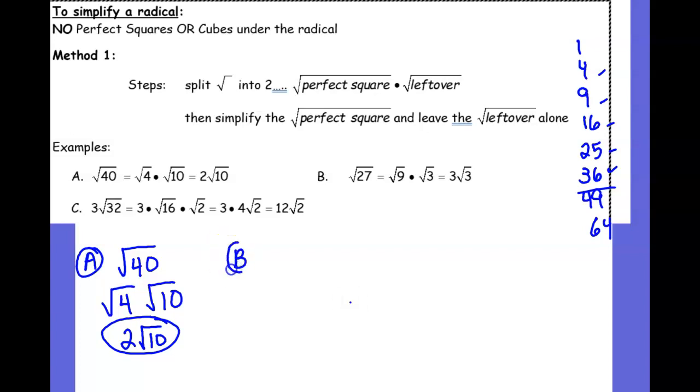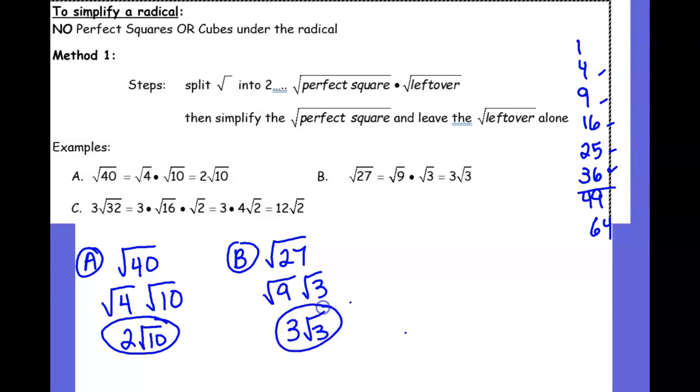If I take B, we're looking at radical 27. My largest perfect square factor of 27 is not going to be 16, but it is going to be 9, so I could say 9 and 3. The square root of 9 would be 3. So we'd end up with 3 radical 3. That would be it in simplest radical form.